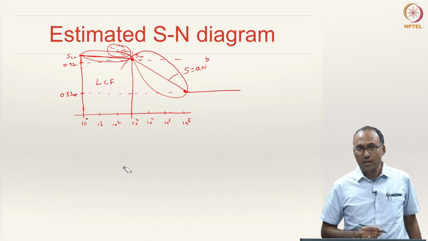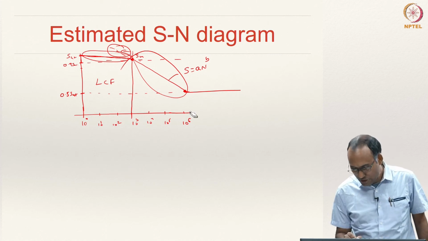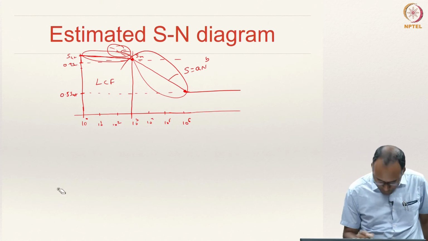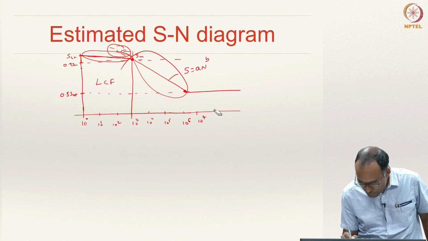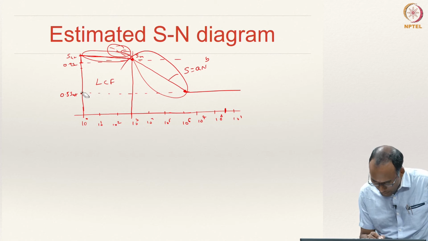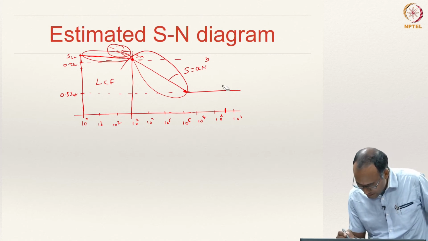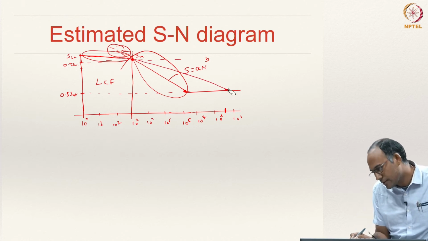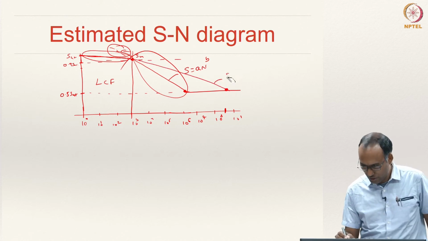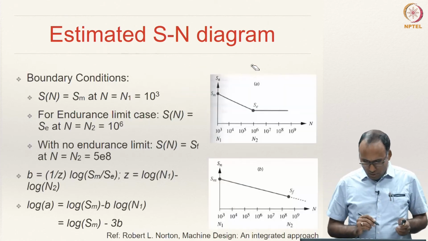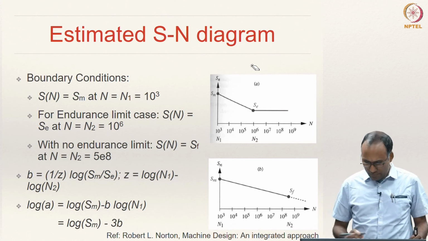If it is a material which does not show endurance strength, what you need to do is, let us say this is 5 into 10 power 8, then your 0.5 times SUT, the SE dash, will be here, and hence your graph will be that. That is your S equal to A n power B, right. All right. So, that is how we have just shown.